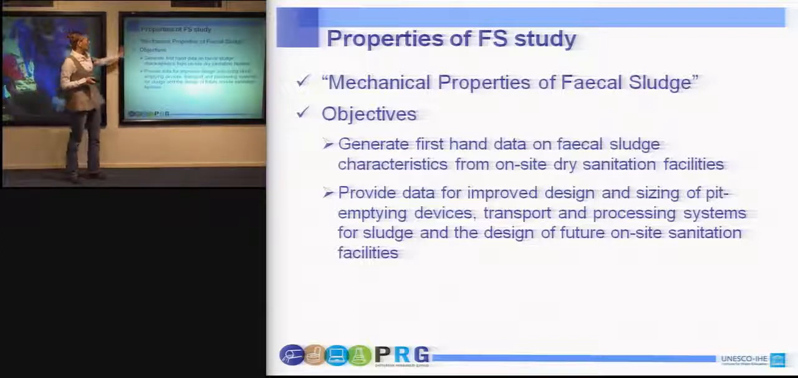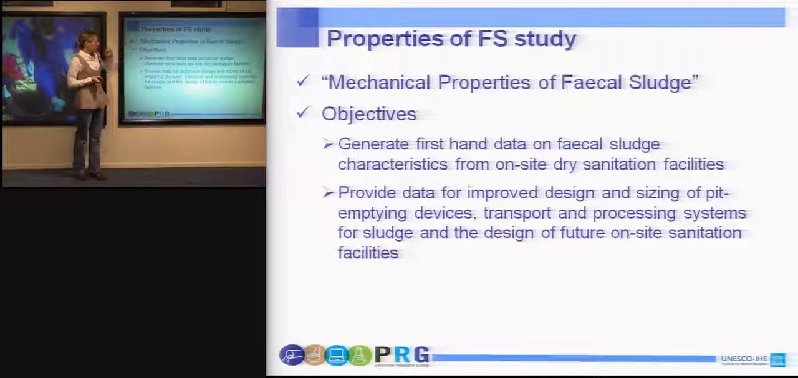So I'm going to move on to a specific study I have been working on, which is called Mechanical Properties of Fecal Sludge. Why? Because it incorporates quite a lot of properties of fecal sludge that have been studied, and it gives a good example of what is the importance to do analysis and characterization of fecal sludge in a good quality and using standard operating procedures.